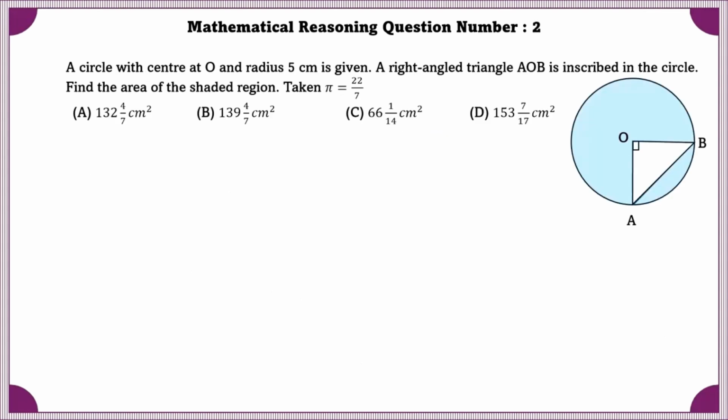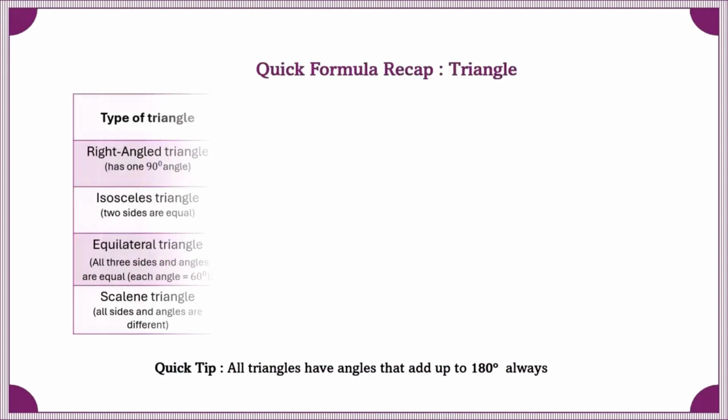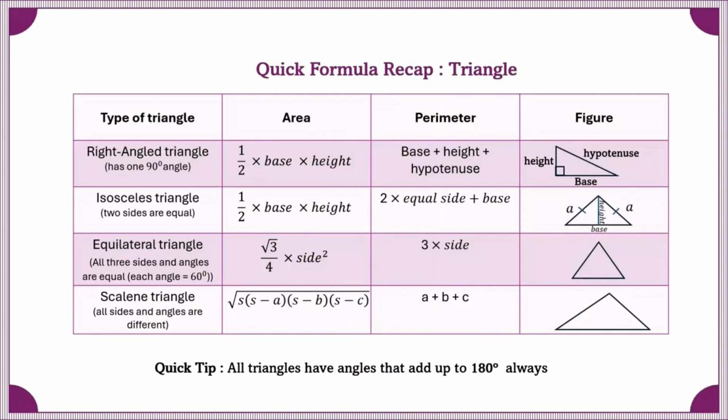Mathematical reasoning question number 2. A circle with a center at O and radius 5 centimeters is given. A right angle triangle AOB is inscribed in the circle. Find the area of the shaded region. Take pi as 22/7.